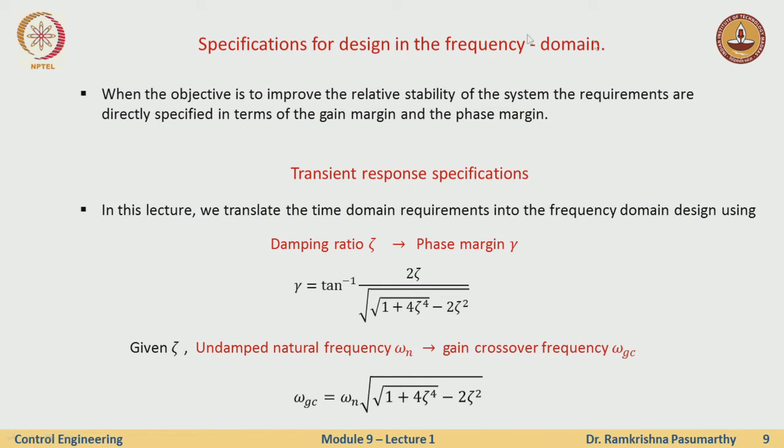Okay. Now, what are the exact specifications? So, when the objective is to improve the relative stability of the system, then we will specify the requirements directly in terms of the gain margin and the phase margin. Okay. Now, how are they related to transients? Well, the damping ratio was related to the phase margin via this expression, and then a given zeta and omega n, the gain crossover frequency was related via this one.